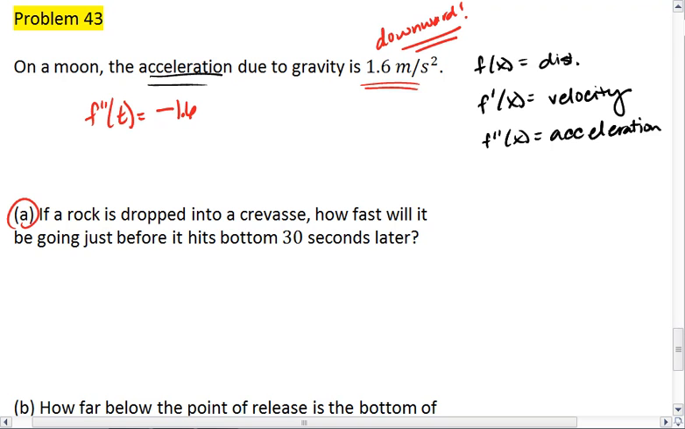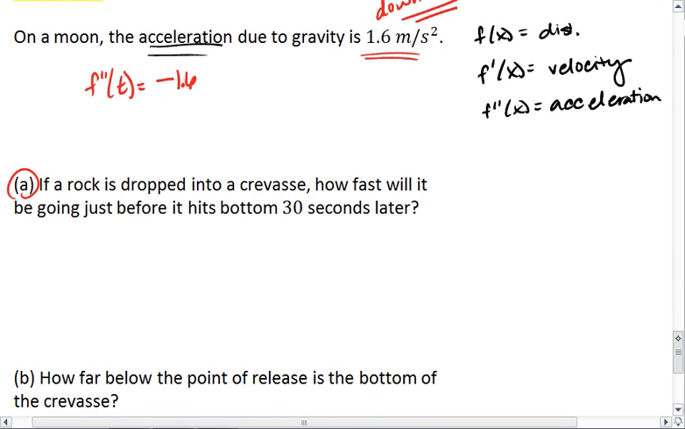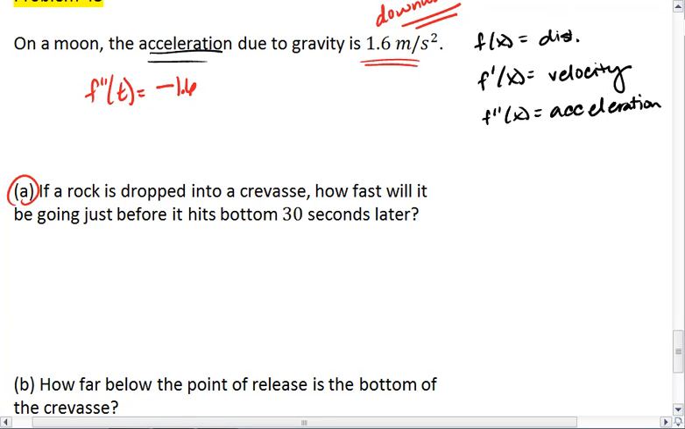Let's look at part A. We're told that a rock is dropped into the crevasse. Okay. That tells us initial velocity. And that when we drop the rock at 0 seconds, it is traveling at 0 meters per second. We want to know how fast will it be going just before it hits bottom at 30 seconds later.